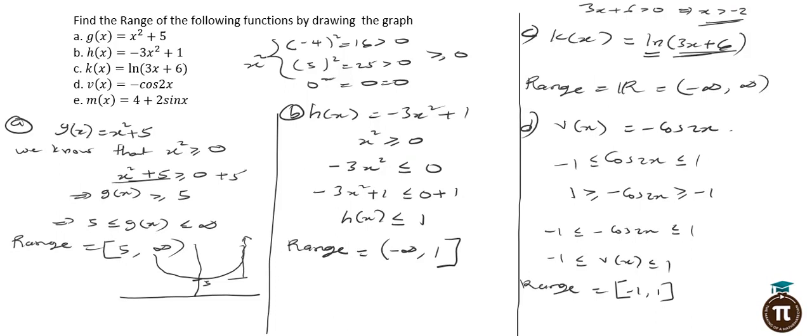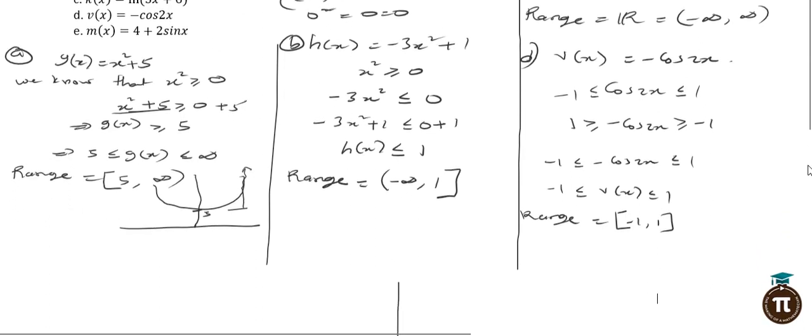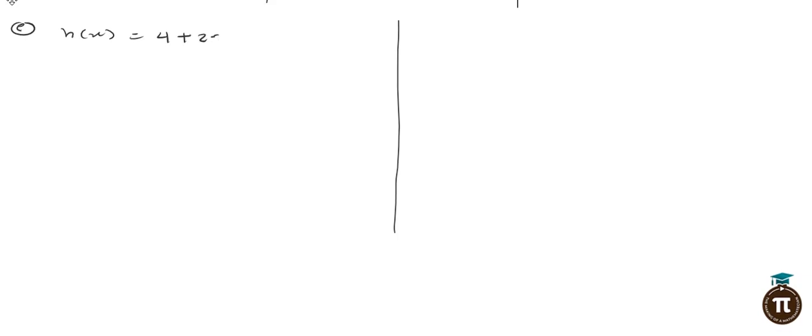Now the last one there, 4 plus 2 sine x. That is the next one we want to do. 4 plus 2 sine x, number 4. That'll be the last one, E. Let me just call it any function, 4 plus 2 sine x.